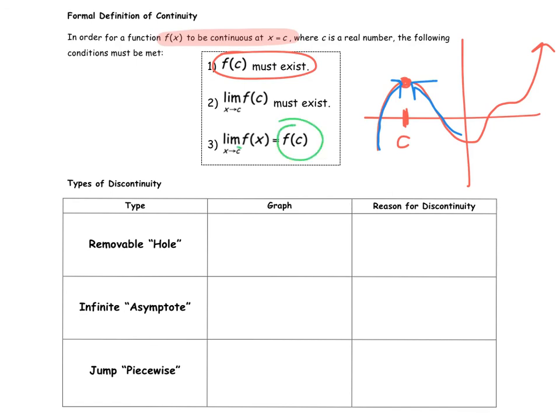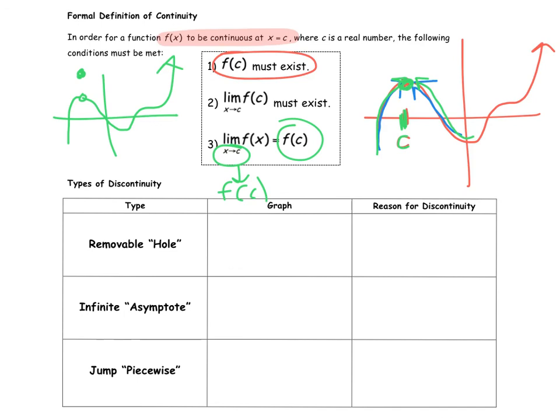So as x is approaching c, for the function f of x, we do end up getting f of c, which is true because that's when x equals c. Okay, an example of what would fail. So if I were to sketch this out again, and maybe we have something like this.